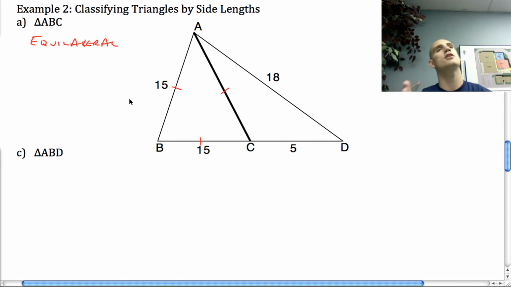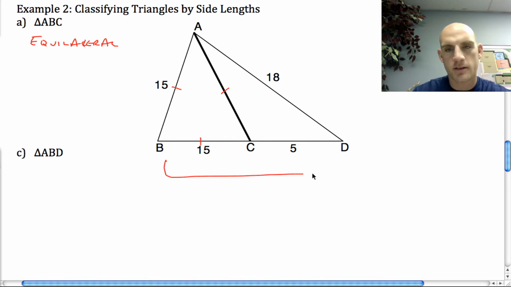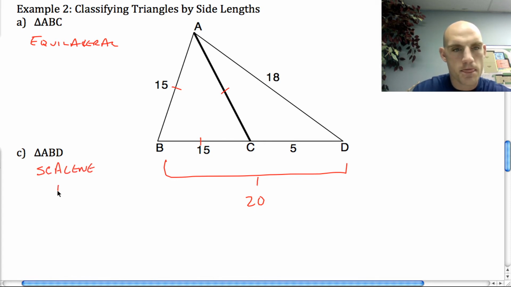Okay? You can't judge the triangle by anything but what they say the side lengths are. You can't judge it by look, because if you judge it by look, the picture could be wrong, it could be skewed. So just look at what the angle measures and the side measures actually say. If we look at A, B, D, this side length here is going to be 20. So we have 20, 15, and 18. So this one's going to be scalene. Okay, it's a scalene triangle. And that's how this works.